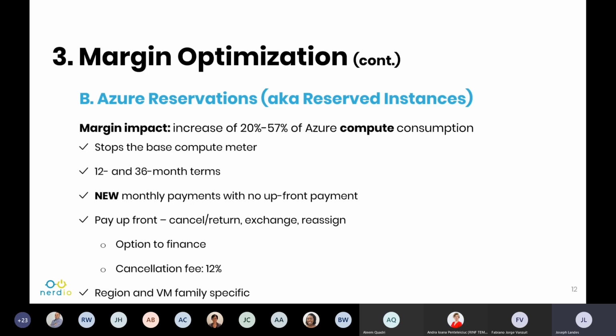So at Nerdio, we always recommend that you make a reservation on the compute. Remember the 2 meters I talked about, the compute meter and the operating system meter. This is what stops the compute meter from running.